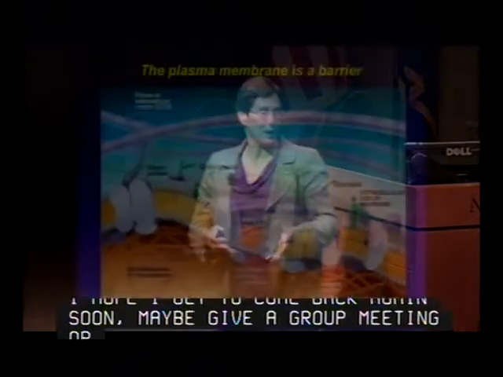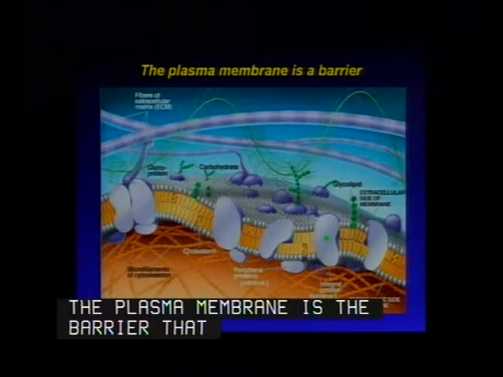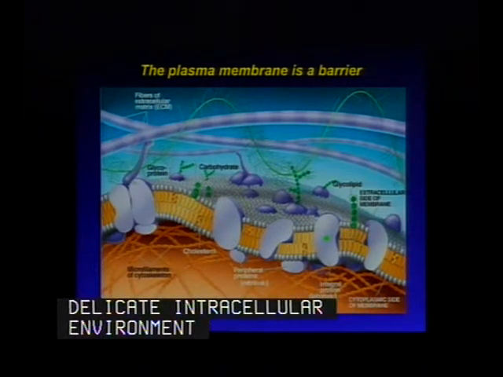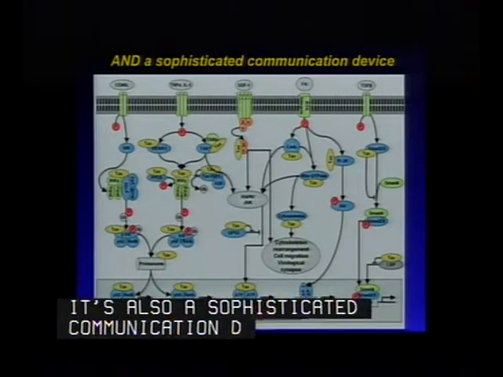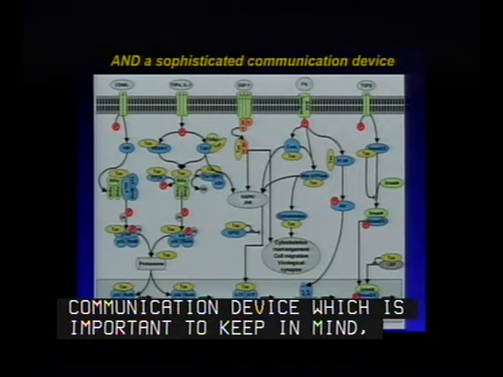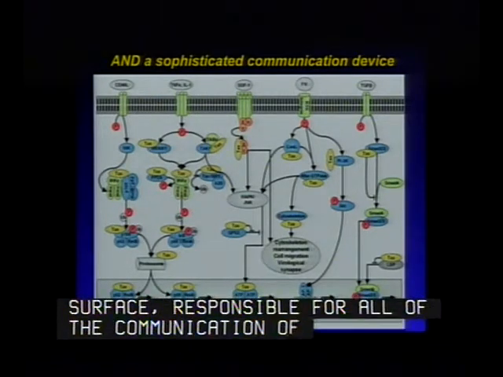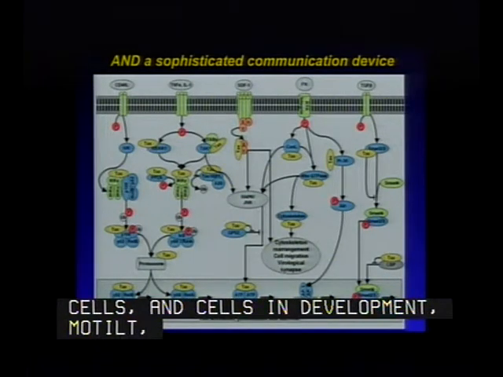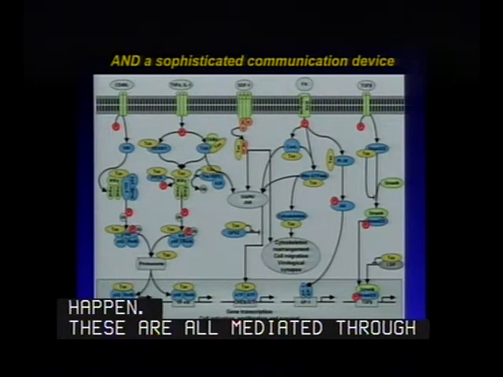The plasma membrane is the barrier that protects the delicate intracellular environment from the harsh extracellular milieu. It's also a sophisticated communication device, which is important to keep in mind. Signaling receptors on the cell surface are responsible for all of the communication of cells to cells and cells in development and motility, chemotaxis, physiological changes that happen. These are all mediated through communications at the level of the plasma membrane.